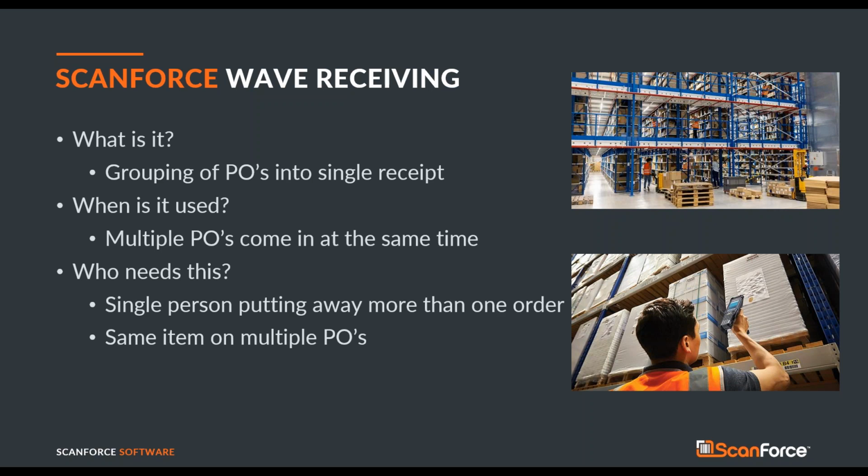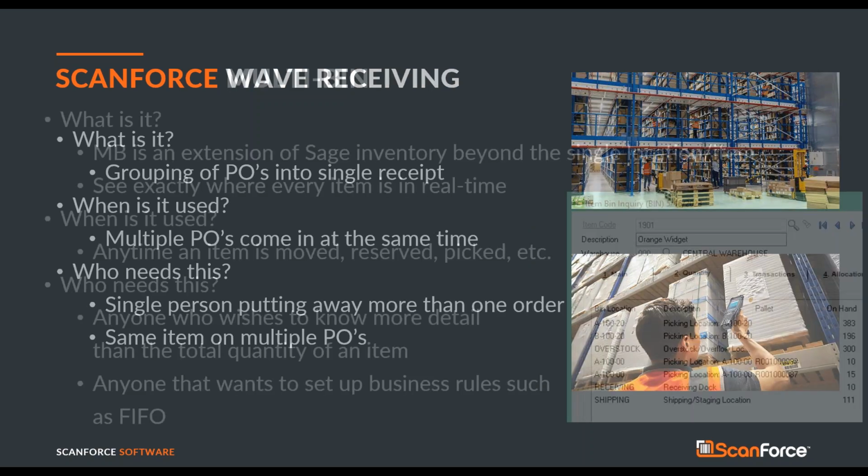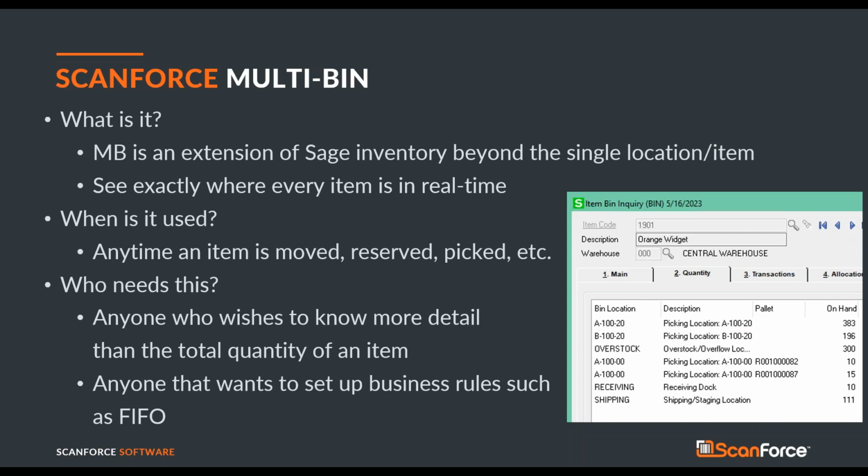We also have the same weighting or grouping of order philosophy for picking orders, for shipping orders. So again, we're just adding layers of efficiency. Now, let's jump in and talk a little bit about multi-bin. So what is multi-bin? Multi-bin is really an extension of Sage Inventory. And the dirty little secret is there's kind of a hole in Sage Inventory because there's only one location for every item code. And that's really why we built multi-bin, okay?